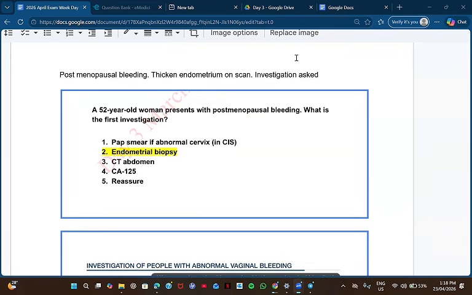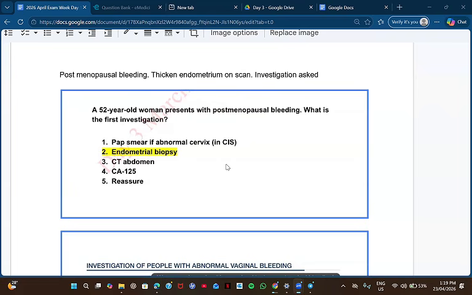Yes, asymptomatic. If the people don't have any symptoms, we are doing screening. Why? To identify if there are any abnormalities. But this is a different case. This is a postmenopausal bleeding present, right?